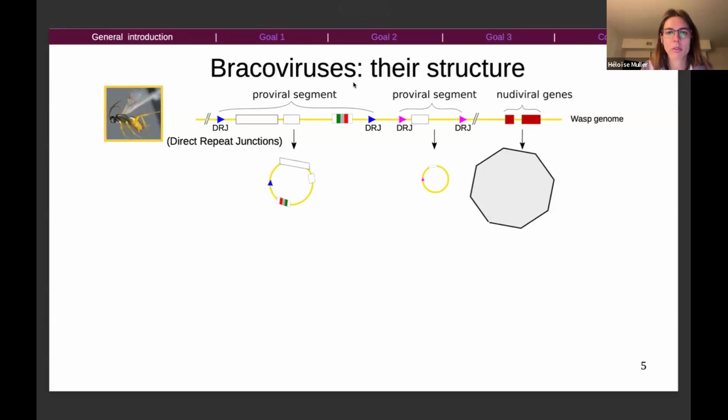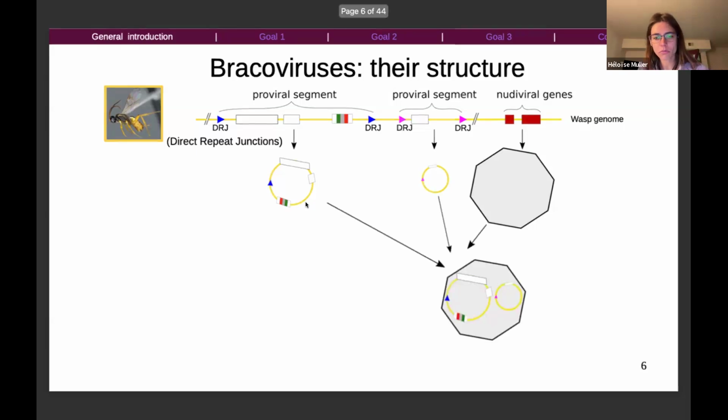The second element of bracoviruses are the proviral segments. Here I show only 2 of them, but you can have, for example, 30 segments in a wasp genome. You can see that each of those proviral segments is delimited by this motif called DRJ, for direct repeat junctions, that allow each proviral segment to excise from the wasp genome and to circularize into DNA circles. In the wasp females, those DNA circles are amplified in multiple copies and packed in the viral particles. It is this whole thing which is injected in the caterpillar at the same time as the eggs.